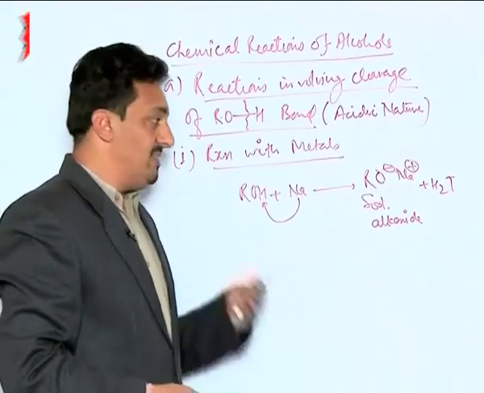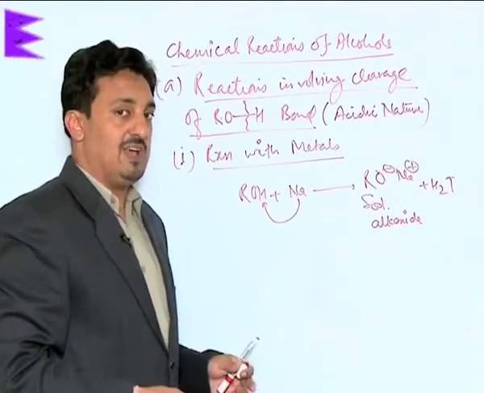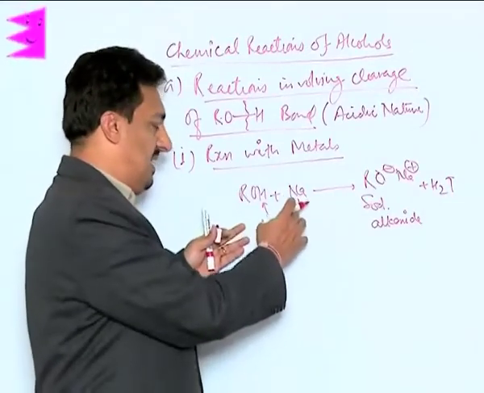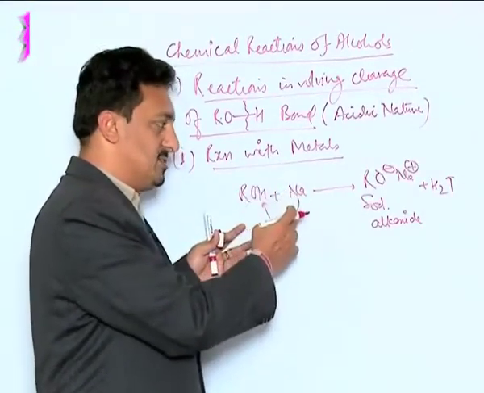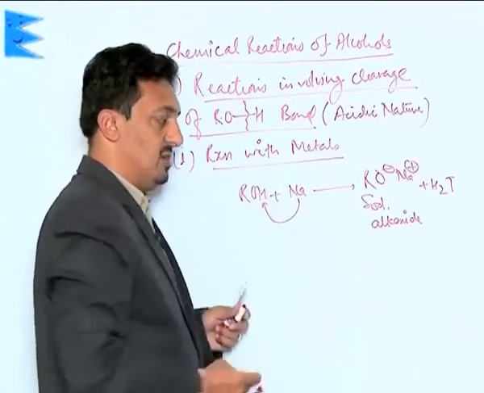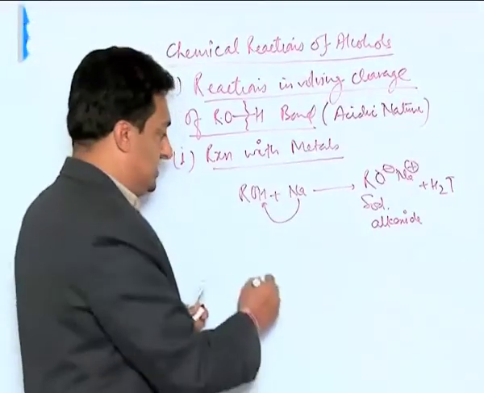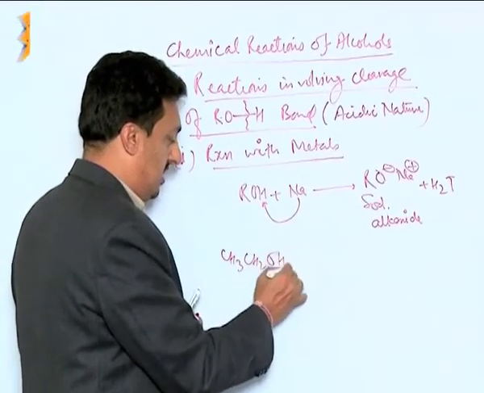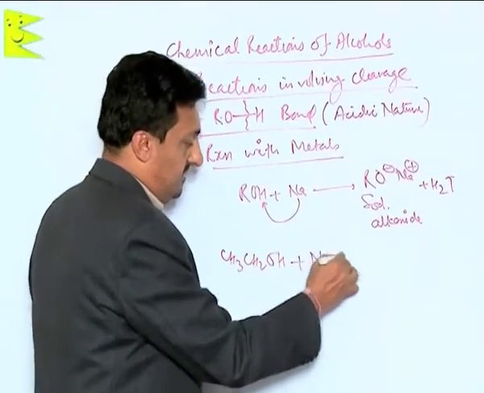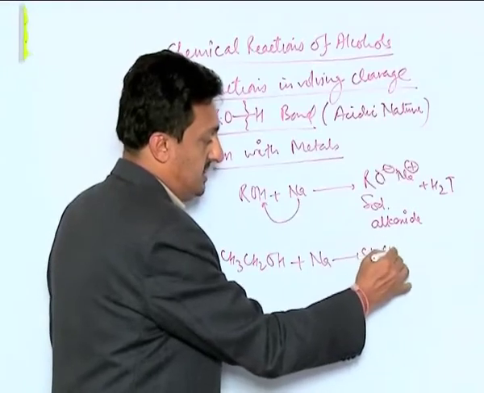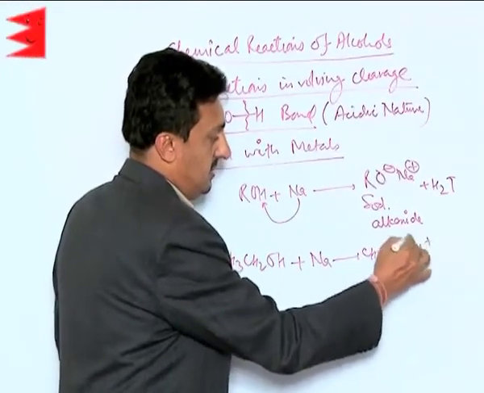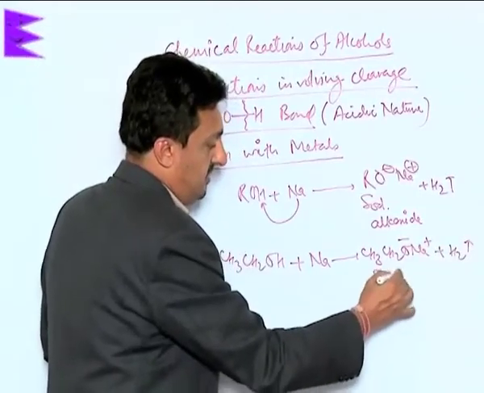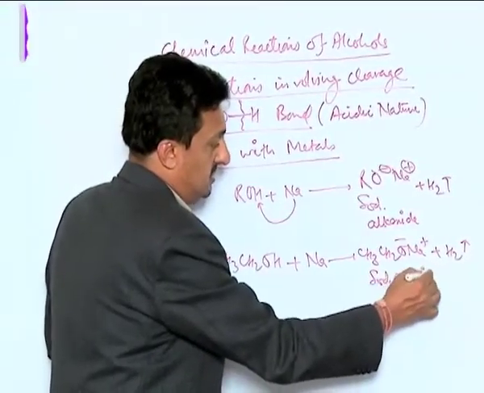This reaction is also shown by carboxylic acids, because they also have an OH group. So the reactive metals are able to replace this hydrogen, and this leads to the formation of alkoxides. Similarly, let us take the example of CH3CH2OH, ethanol. When it is reacted with sodium, what we get is sodium ethoxide and hydrogen gas.